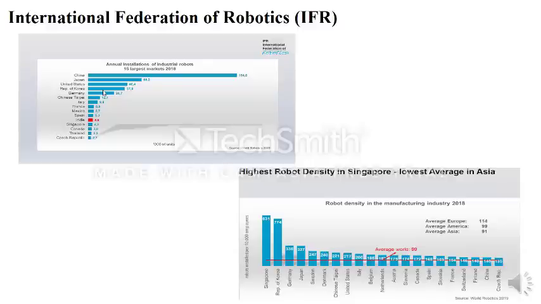It's a very huge cost for Indian people. That is the reason they are thinking like that. Let's see what is happening in coming slides. Highest robot density in Singapore, lowest average in Asia. See the robot density in manufacturing industries. Singapore is the highest, Korea, Germany. See that these are the countries. So we cannot, Indian manufacturing of robots is very, very less.